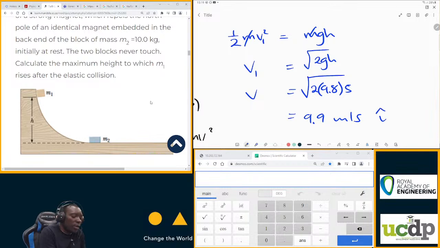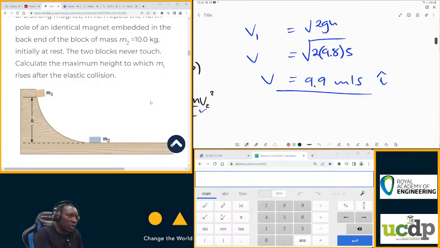in the positive i direction. So this is the velocity along the horizontal when the block sliding on a frictionless wooden track reaches the bottom of that curved surface and begins to move horizontally towards M2. So this is the velocity with which the block will collide.